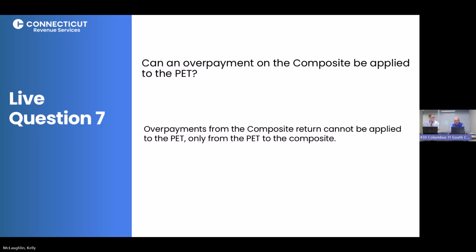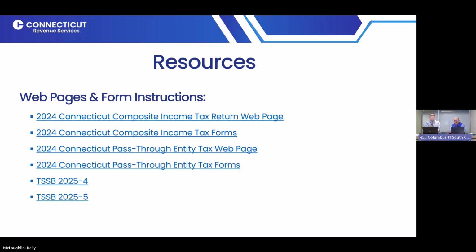One other thing about the website is there are materials specific to the PET. We have web pages and forms and instructions. They can be found on our website at portal.ct.gov/DRS. The web pages can be found under For Businesses. The forms can be found under Forms, obviously. And then the TSSB is in the publications section.